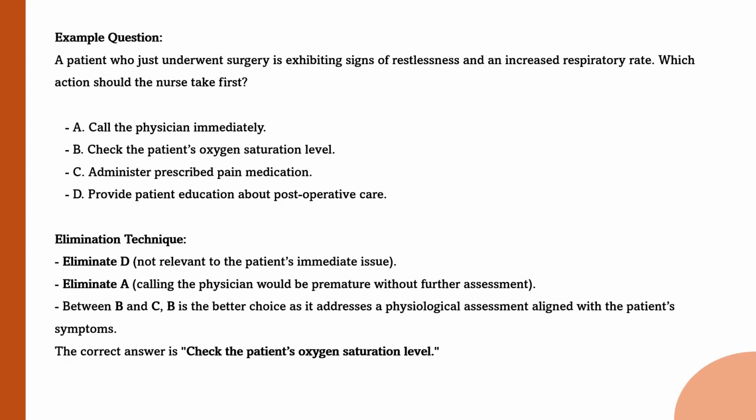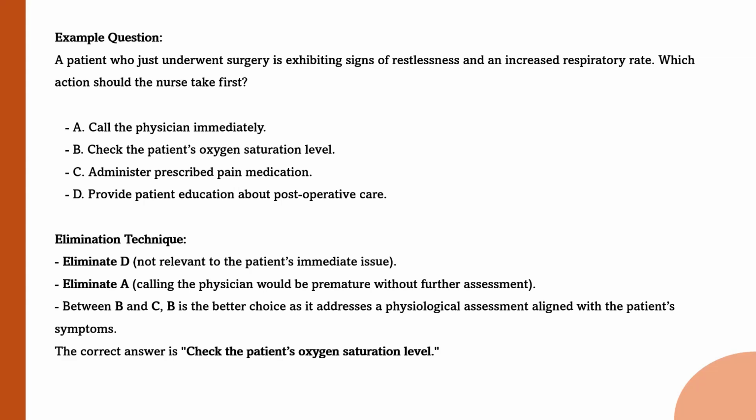Now we have B, check the patient's oxygen saturation. One way to know if it's aligning with the context of the question is to ask yourself, is there anything to do with oxygen that can cause restlessness and increased respiratory rate? Ask yourself the question. And I know you are saying yes. If you are still thinking about it, join my course because you need to find that perfect understanding. If you can understand that yes, oxygen can cause restlessness and increased respiratory rate, let's move on. We keep our B.